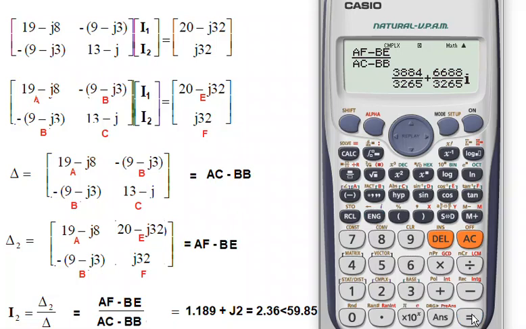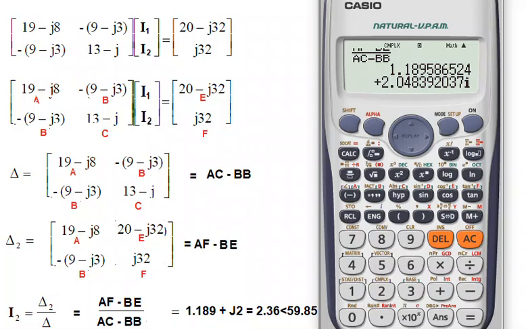Okay, so now all the values have been inputted, so it is now displaying the result. This result is in fraction form. Don't worry, there's a very simple technique. We press this button SD. On your calculator you might have to press this twice to get the answer. So I'm pressing it. So this is now the value in rectangular form: 1.189 plus J2. This is the answer we have got in rectangular form.